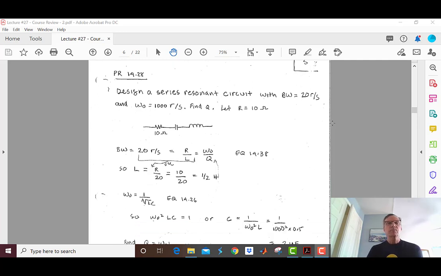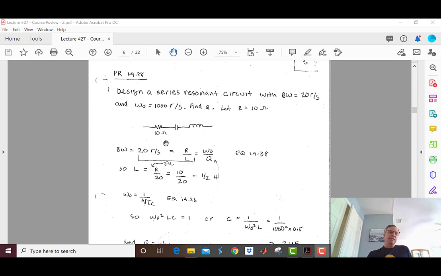Let's move on. So we want to design a series resonance circuit with a bandwidth of 20 radians per second, a center frequency of 1,000 radians per second, and we want to find Q. Now, given these requirements here, I could do this with an infinite number of components, so I need to nail one down. So I'm going to nail down R and say you got to use a 10 ohm resistor here for this series resonance circuit.